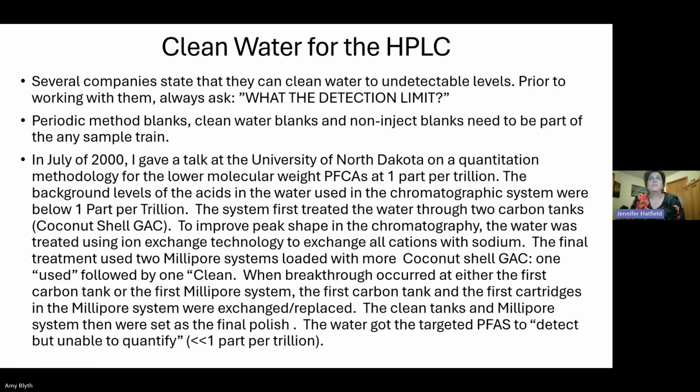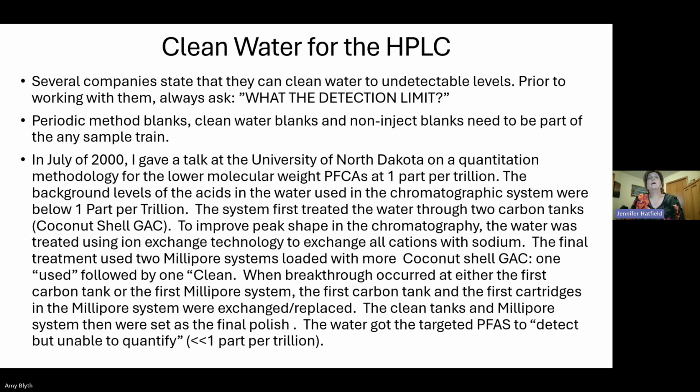In starting to look at this and look at the clean water and what people can do, there's a lot of companies that state they can clean water down to undetectable levels. Every time I hear that, I always ask one question, and definitely discuss it with them prior to working with them. What is the detection limit? If it's 100 ppm, it isn't going to do much good. It could be undetected because it's lower than that. If it's 1 part per trillion, hey, bonus. So always just ask that. And I've seen that happen so many times in environmental science and in other areas of science as well.